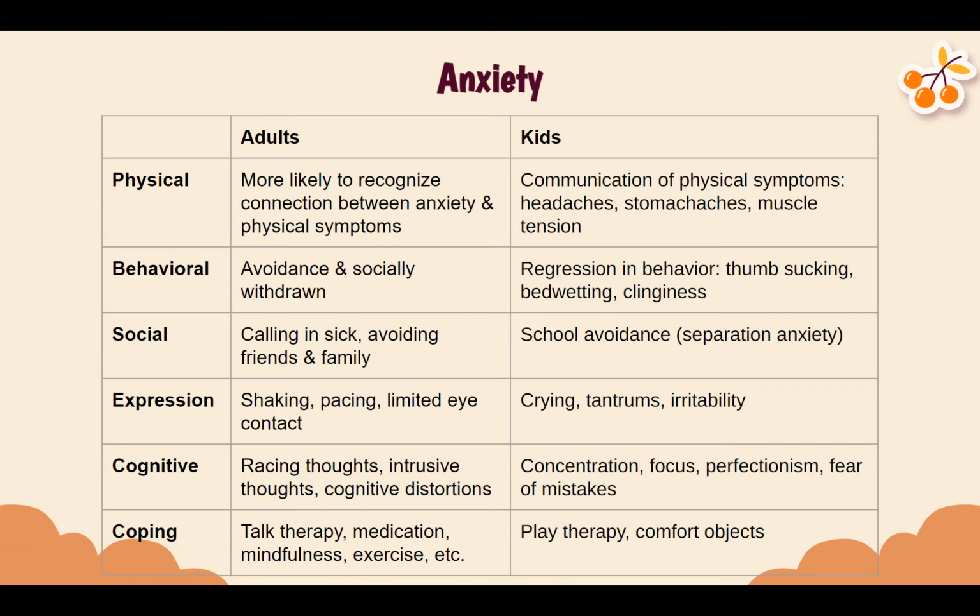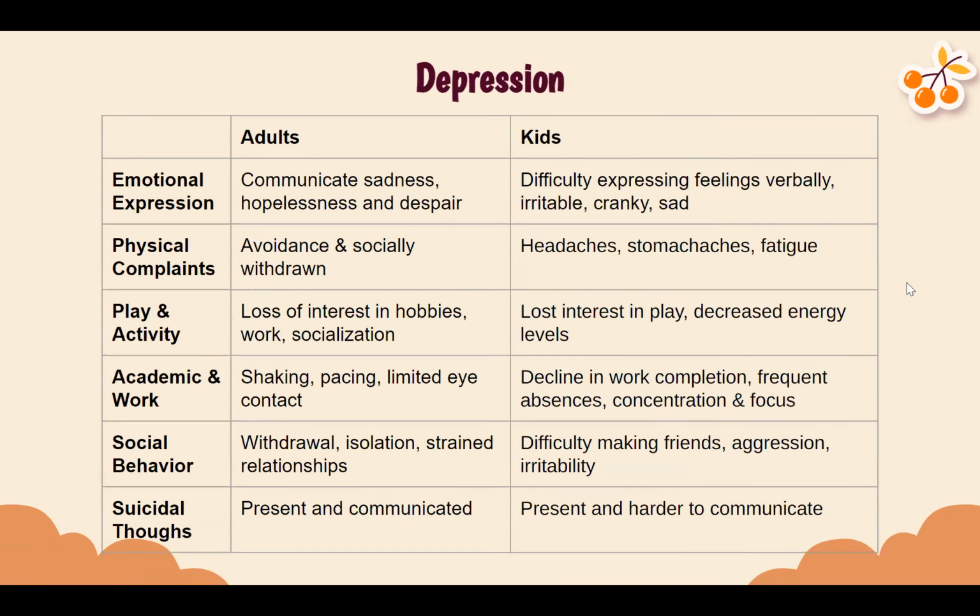And then coping strategies. Sometimes the coping strategies that work for adults are not the ones that work for kids. For adults, you might do talk therapy, medication, mindfulness, exercise, and you just have to look at the developmental level of the kid and modify your treatment. So play therapy or comfort objects are a big one. Kids can still do mindfulness and exercise and those types of things, but when you're treatment planning, you need to look through a developmental lens.